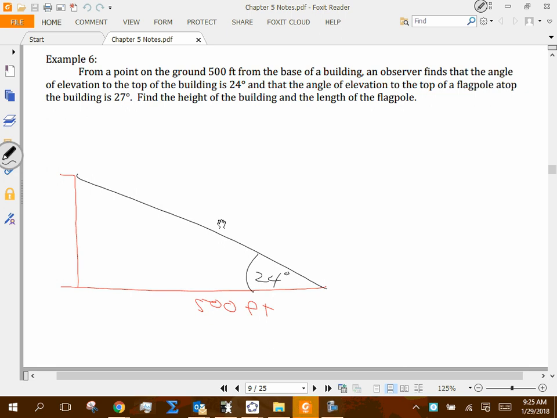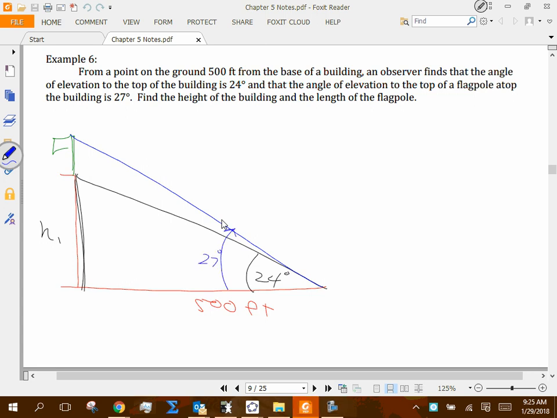So in this question we need to find the height of the building and the length of the flagpole. If you keep reading, they want that distance right there, so I'll call that H1. There's also this flag up there, and we want to know the height of that flag as well. And if you read it, it says the angle of elevation to the top of the flagpole is 27 degrees.